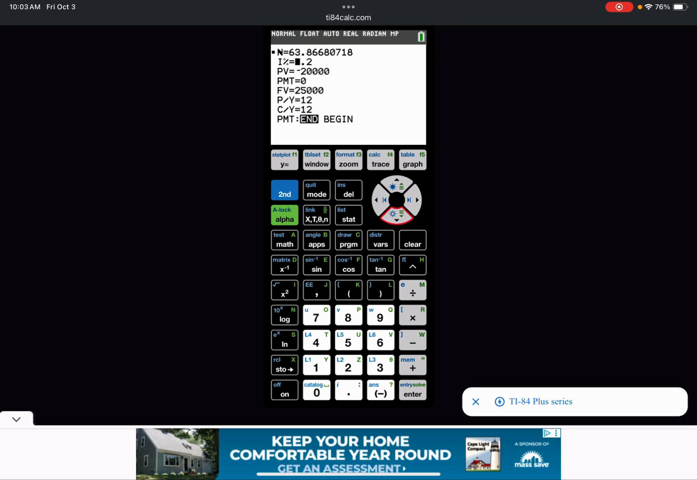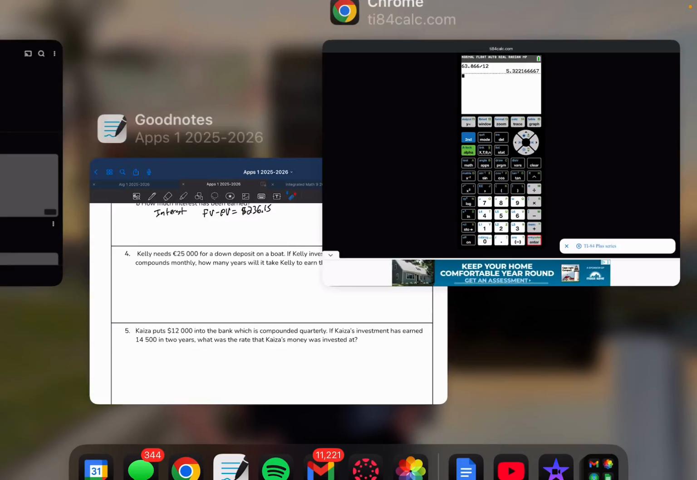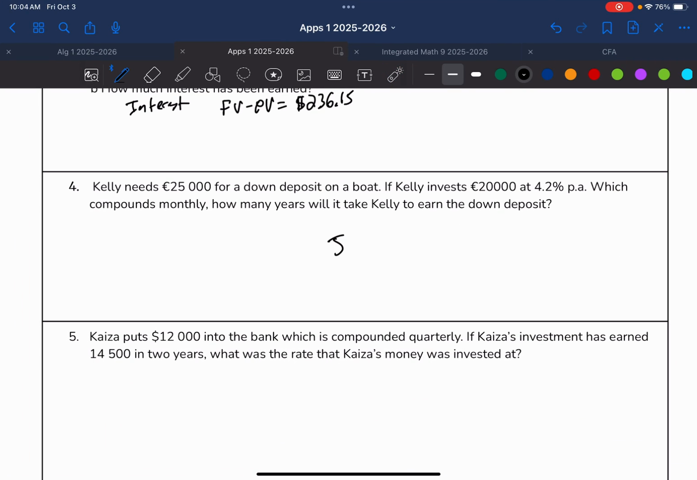To make sure I have all that in there, right? Yep. So where you see that n is 63.86, and what that means is it's going to be 63.86 compounding periods until the amount reaches 25,000. So now we just want to convert that to years. So we're going to go 63.86, that's compounding periods, which in this case is months, because we're compounding every month, divided by 12. It's going to be 5.3 years. Right, so it's like 65 months, or a little over 5 years.